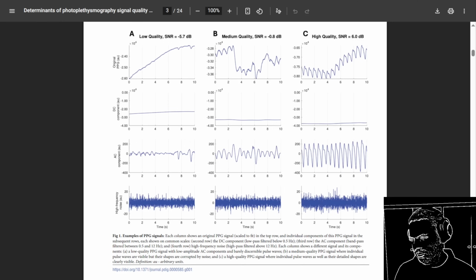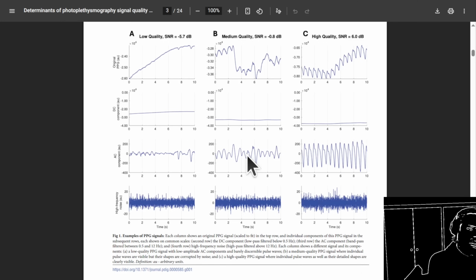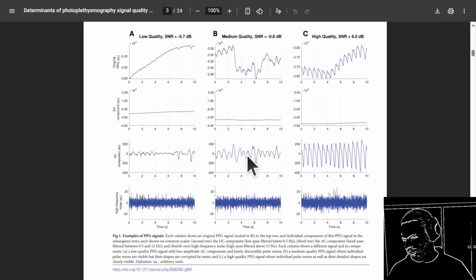Relating this to the simulation, factors like age and skin tone can influence the signal's quality by affecting the amount of noise or the amplitude of the waveform. Okay, can you explain this one where my mouse pointer is? You're pointing to the AC component of the medium quality signal, labeled B.